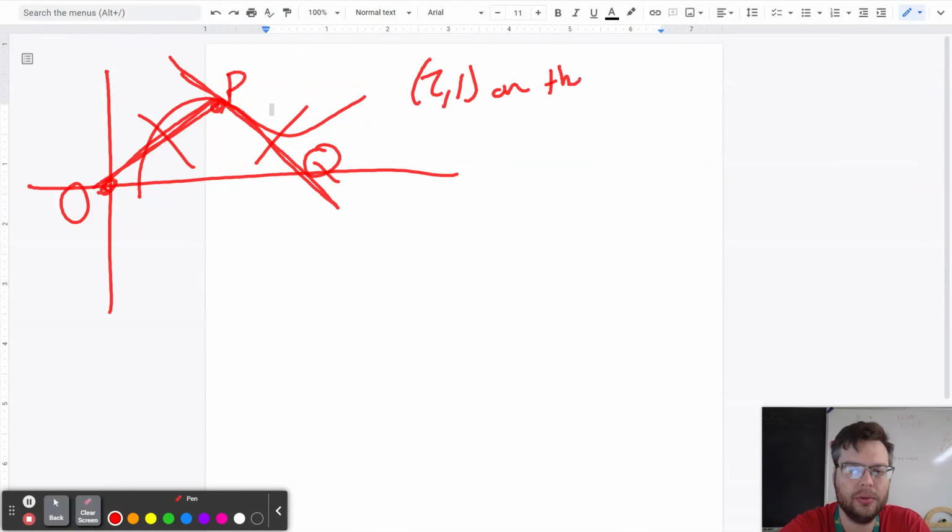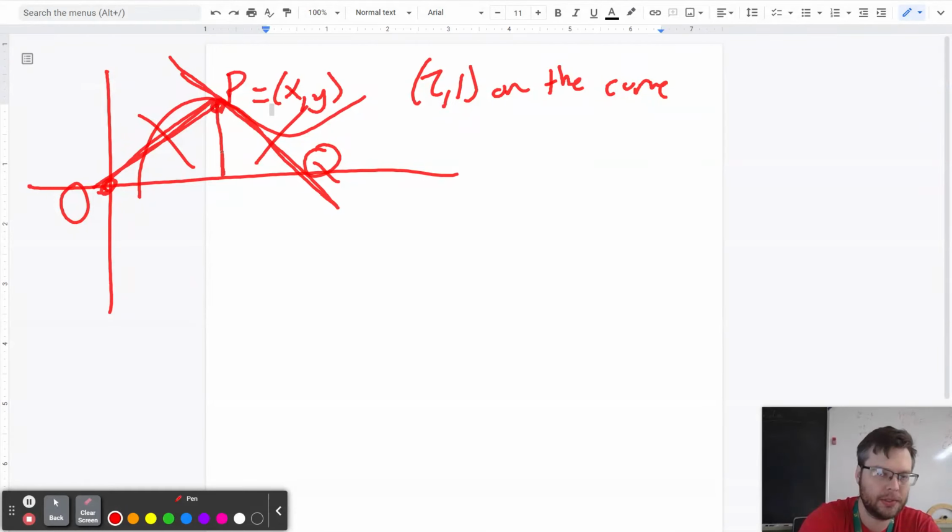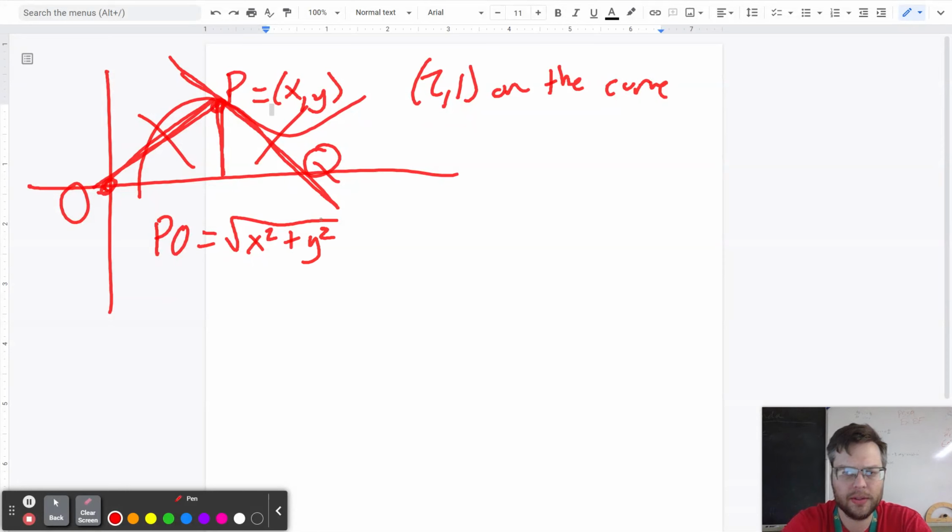But we don't know that (2, 1) really has anything to do with the point P. So I'm just going to wait to use that information until I get a handle on some of the other pieces. So here's what I know. P is an xy point. Therefore, the distance between P and O is the square root of x squared plus y squared. So that makes a nice right triangle. Here's the other thing. Q has to have a y value of 0. So let's just call it (q, 0).